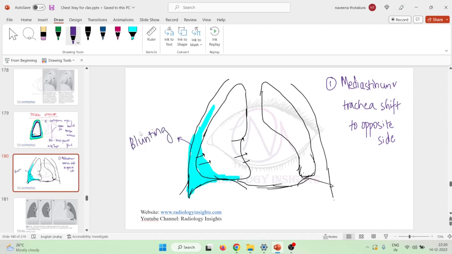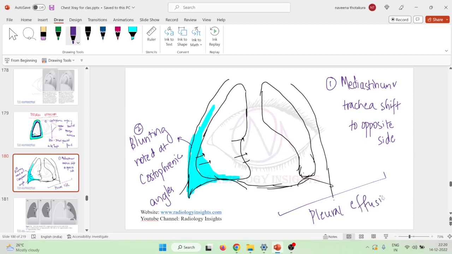You will see blunting noted at costophrenic angles. Blunting is noted at costophrenic angles, and mediastinal shift is seen to the opposite side. These both features will tell that there is a pleural effusion in that patient.